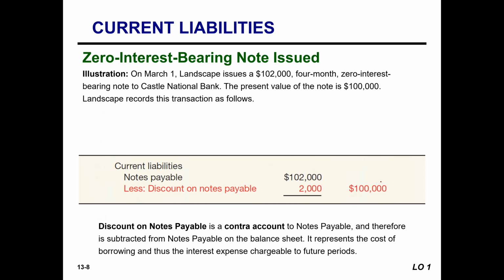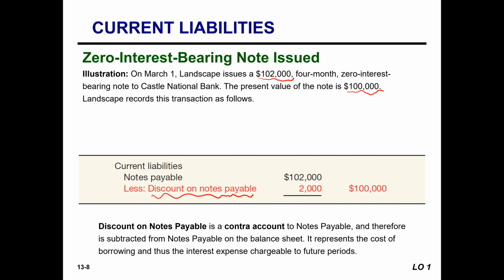So in this one, the interest is not explicitly stated, right? But they're saying the present value is 100,000. When we pay it off, we have to pay off 102,000. So we know that that's going to be $2,000 worth of interest. That's the cost of borrowing, right? And so what's going to happen is we use this discount on notes payable. And eventually when this note matures or when we pay this note off, again, assuming we're Landscape Company, this 2,000 is what's going to be charged to interest expense.